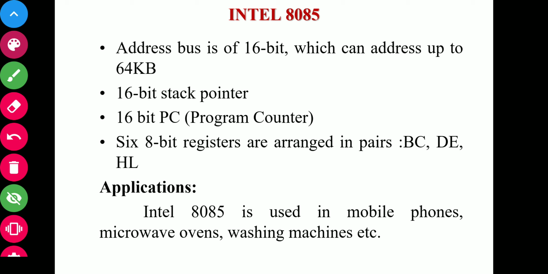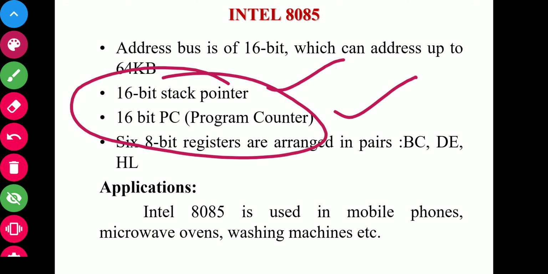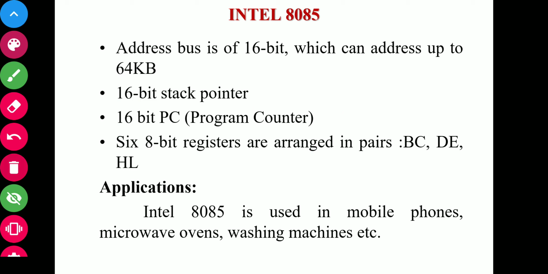It has a 16-bit stack pointer, a 16-bit program counter, and six 8-bit registers that are arranged in pairs: B, C, D, E and H, L. The stack pointer and the program counter I will explain in the later PPT slides. Here it has 8-bit registers. I already told you registers are simply temporary storage devices used to store the data during microprocessor operations. That's the main objective of your registers.